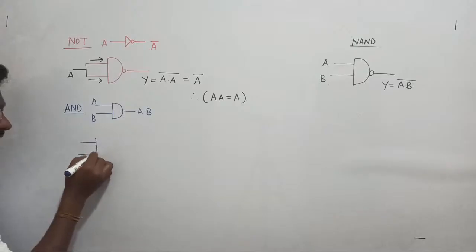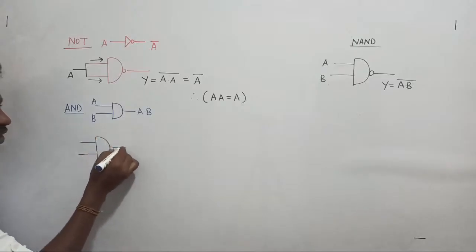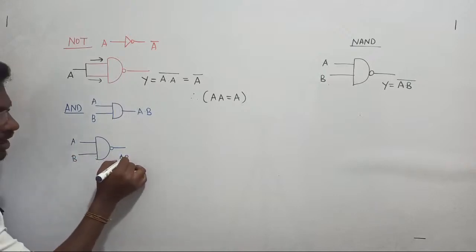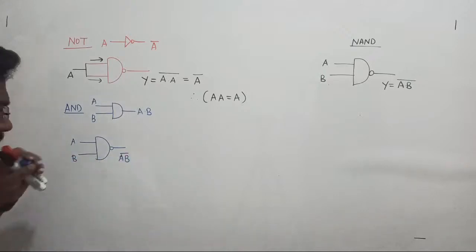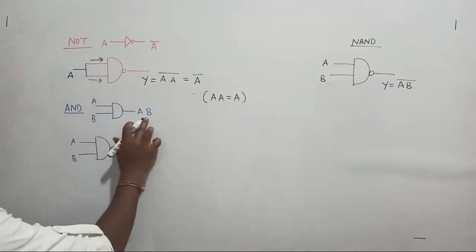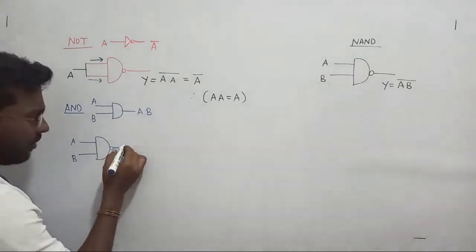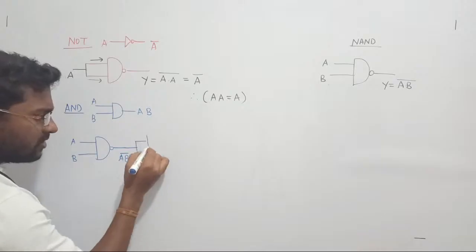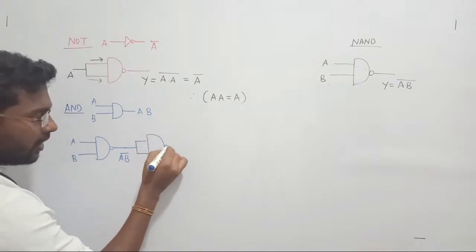Once again, I will take the NAND gate here and observe its output. If I have A and B here, the output is becoming A dot B whole bar. I'm just sitting and thinking. What I want is for this output to come. So what do I have to do? I am considering this as a single input, and I am bringing one more NAND gate here.